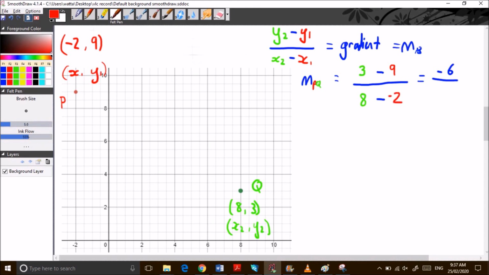And don't forget here, a negative makes a plus. So 8 minus -2 will be the same as 8 plus 2. -6 over 10 simplifies to -3 over 5. So that's a negative gradient because it's going downhill. So we can see every time we go along 5 squares, we'll be going down 3. I'll just draw a line across to show that.